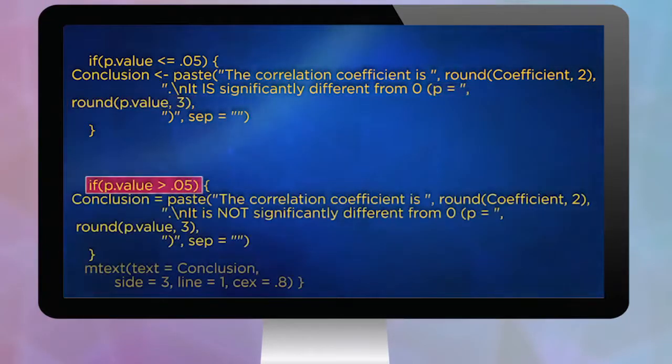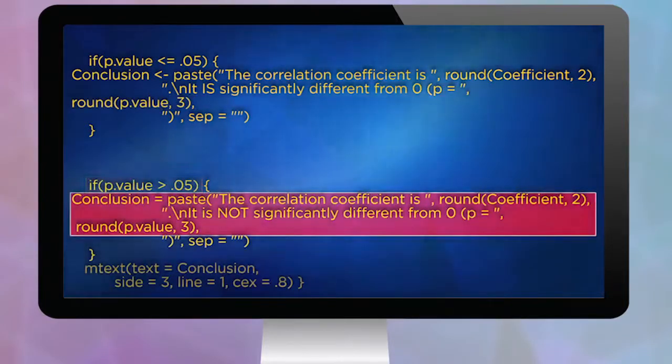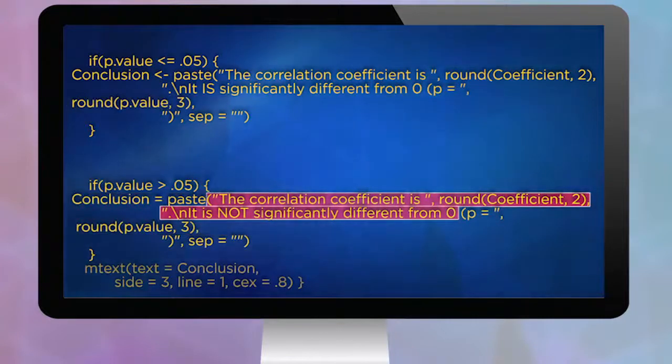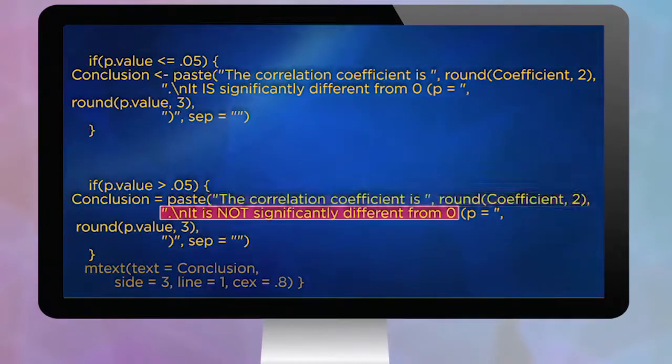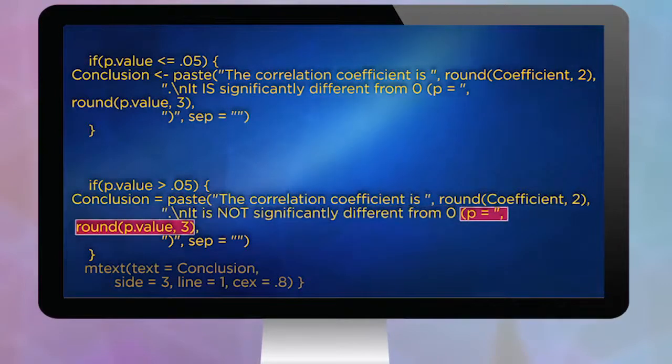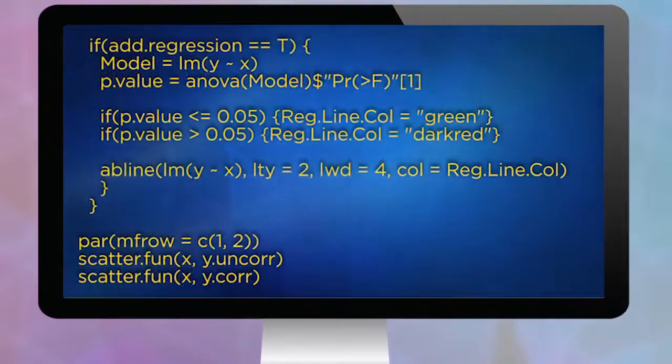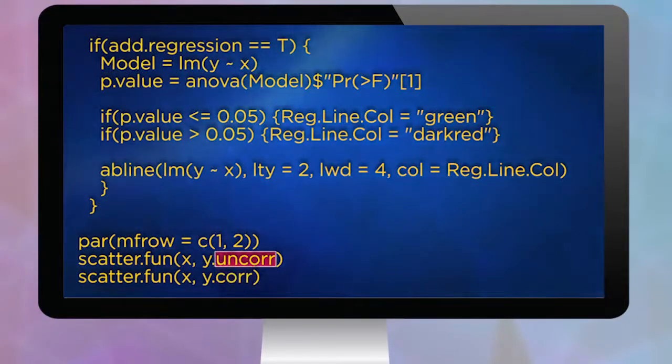However, if my p-value is greater than 0.05, then I want my conclusion statement to say the correlation coefficient is whatever it's equal to, and that it's not significantly different from 0, and give me the associated p-value. Let's look at this on our function with our correlated and uncorrelated data.